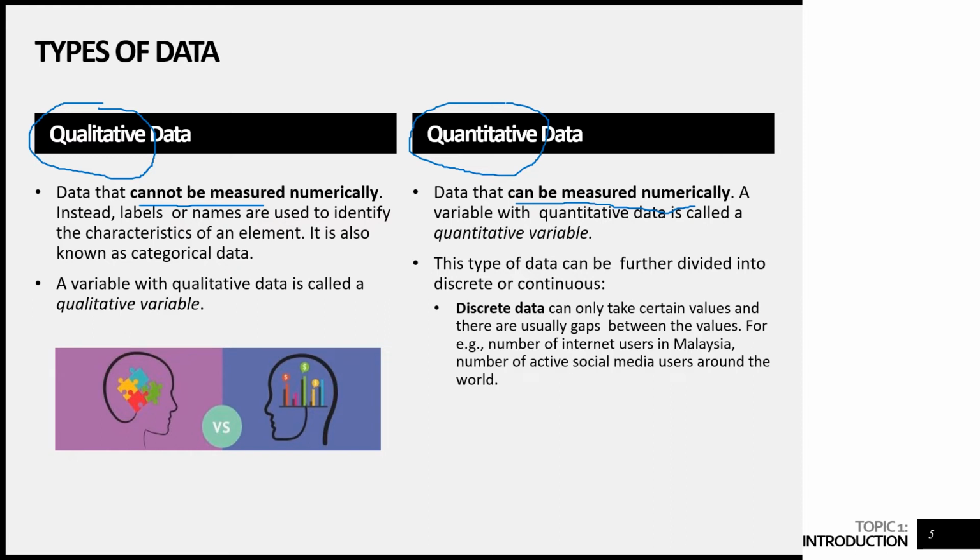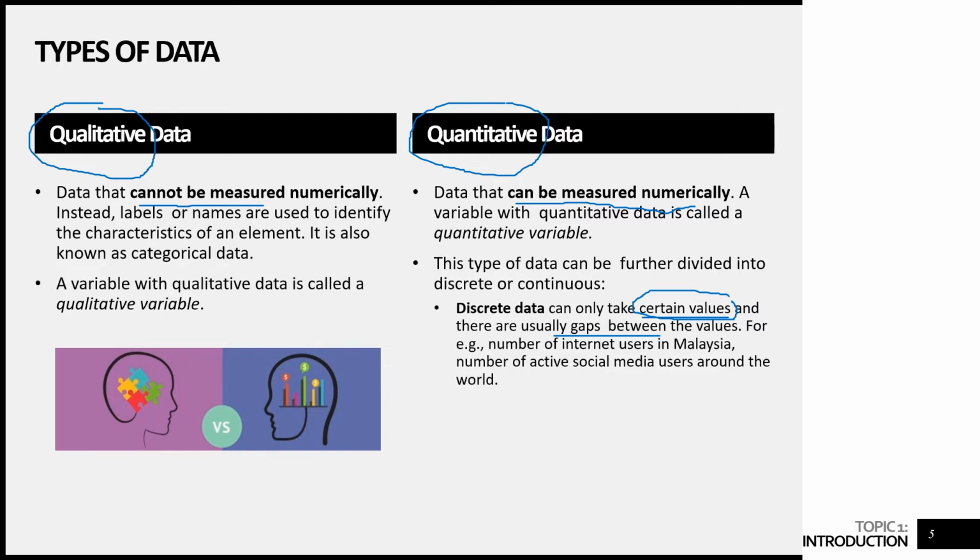What is discrete quantitative data? It's basically data that can take only certain values, and there are usually gaps between them. For instance, the number of internet users in Malaysia. Perhaps there's 1 million or 1.5 million. Or how many active social media users are in our classroom? There are 150 students. Maybe there are 100 of you who are active on social media, or only 50. Can you see the numbers? 50, 60, 100. All these numbers are certain values. There are breaks between them.